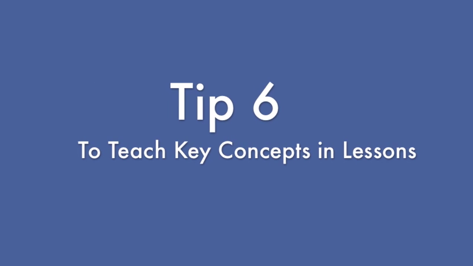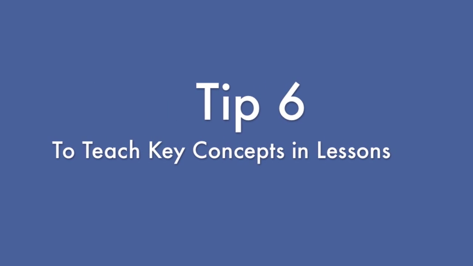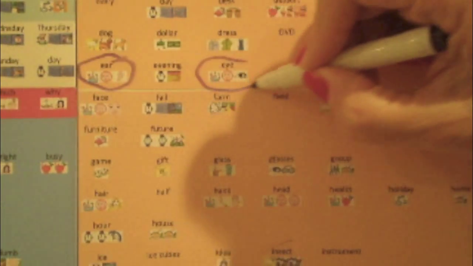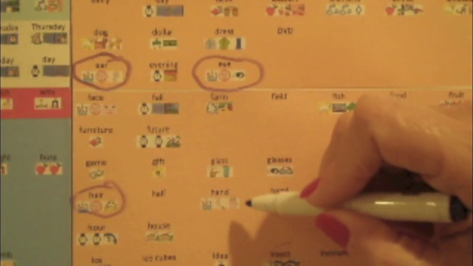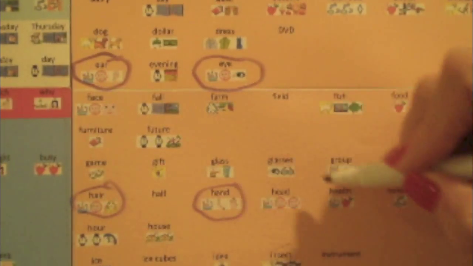Use a natural aided language board during classroom lessons. For example, a lesson on the human body needs words for body parts, many of which are on the board. Other words will not be on the board, but may be in the memory of the vocabulary program.